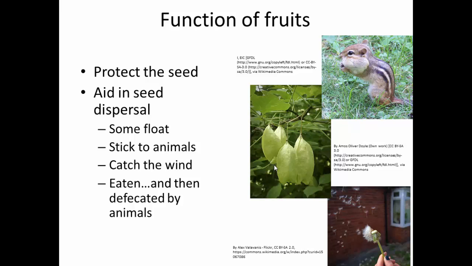Some seeds catch the wind and they're dispersed by the wind. So the classic example of that is the dandelion fruits with these little appendages on them that catch the wind. They're extremely light fruits, and they're highly likely when the wind blows to be distributed far from the mother plant.